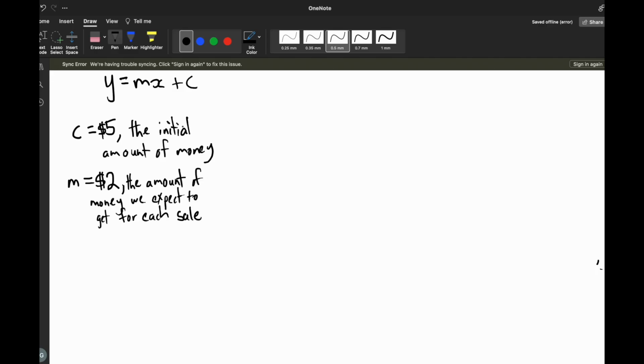So $5 represents the initial amount of money, and $2 is the amount of money we expect to get for each sale. So a 2 essentially represents the gradient, and 5 represents the y-intercept, right? I would believe so. All right, so how do we write this as a formula?